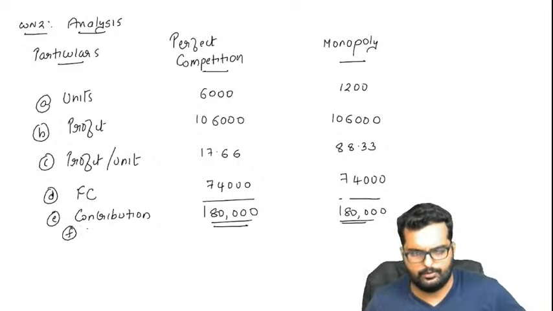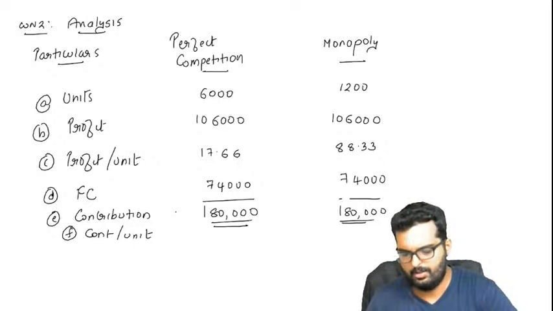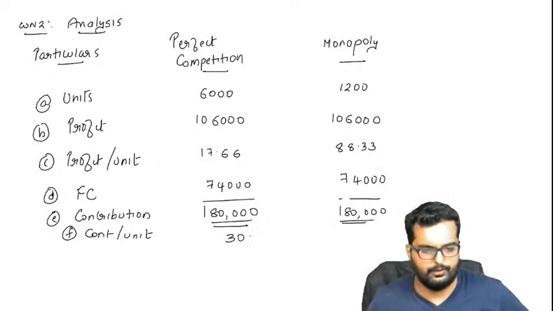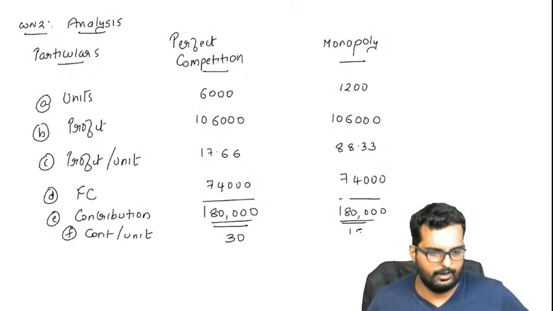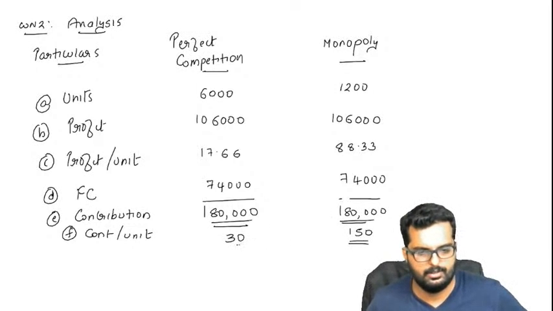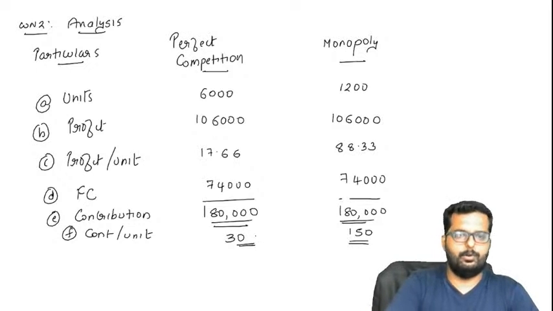From this, can I go and find out the contribution per unit also? Do I get the answer as 30 for the first one? And do I get the answer as 150 for the second one? Right? Can you write down till here in your books now?